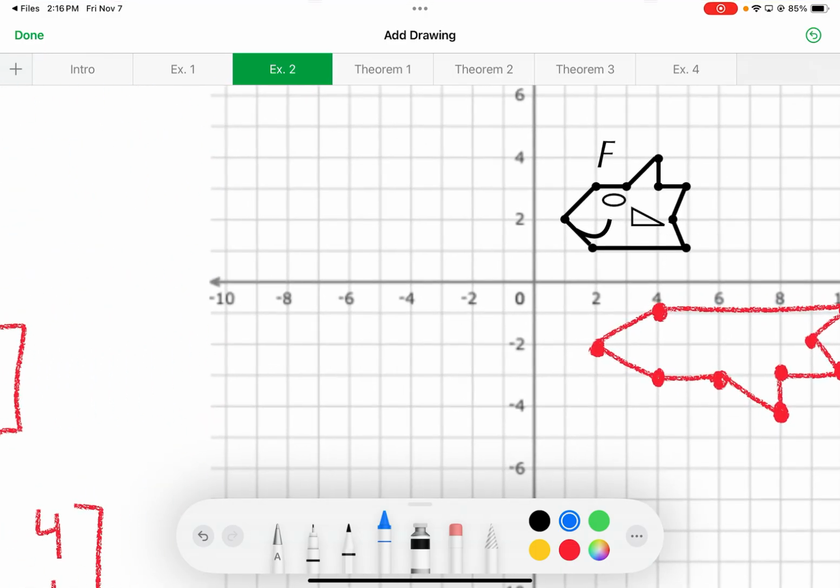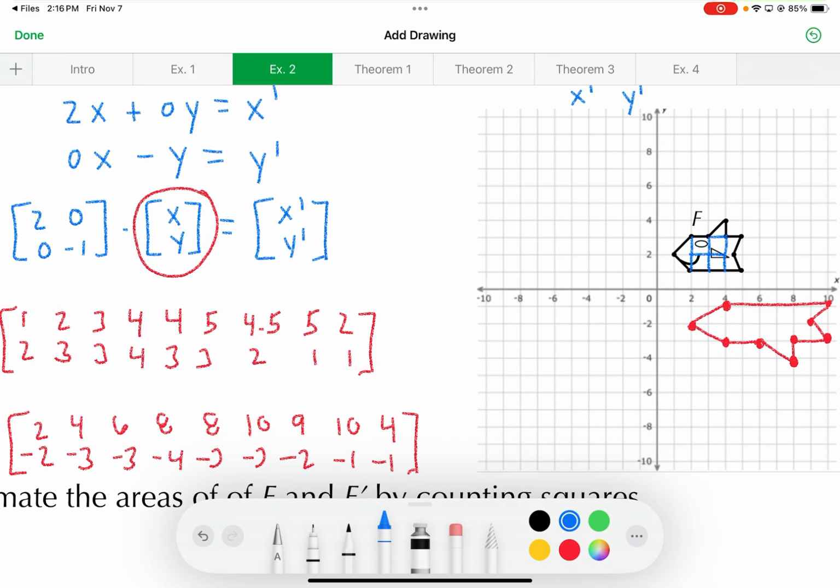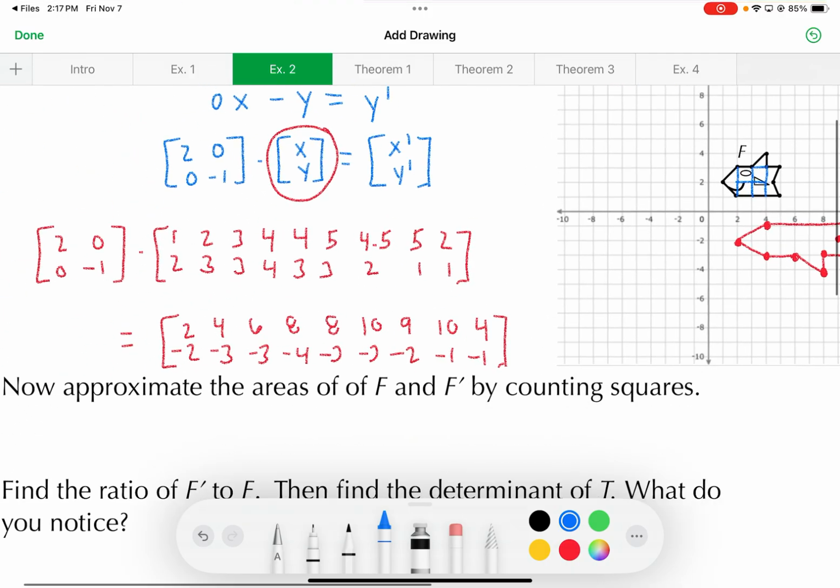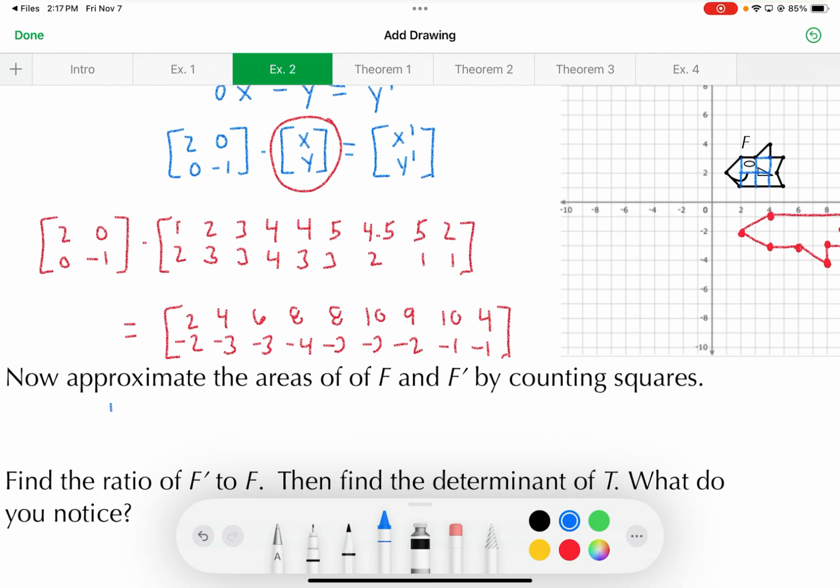All right, so in the original figure there, I start breaking this down. I've got 4 full 1 by 1 squares there, right? So my area's got to include a 4. Let me keep track of this down here. Let's say area of F. We'll have to include a 4.